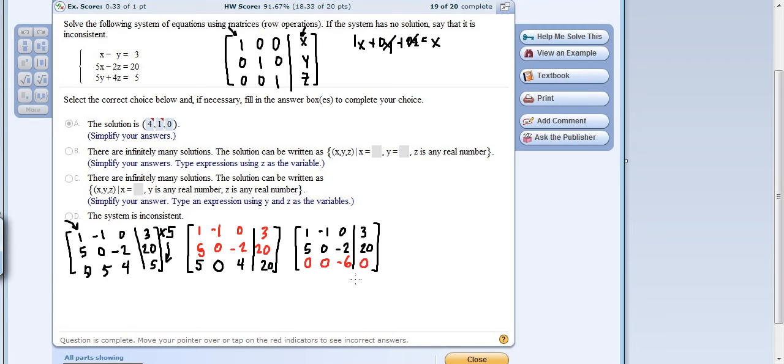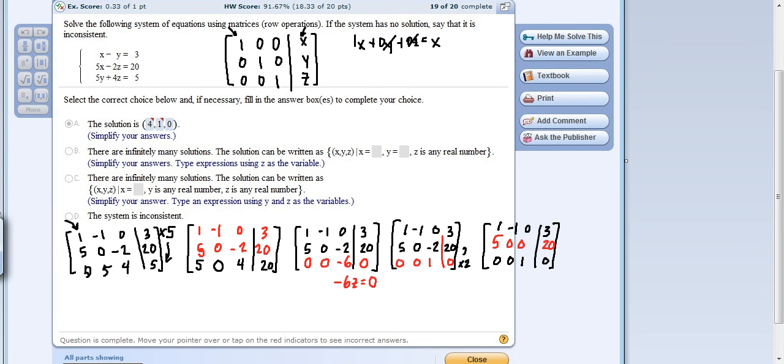What this statement represents is -6z equals 0. We can divide both sides by -6, and therefore we end up with 0, 0, 1, 0. And so now we know that z is 0. So now we can take this row, multiply it by 2, and add it to the row above it. When you do that, you should get 5, 0, 0, 20. So that means 5x equals 20, or x equals 4.